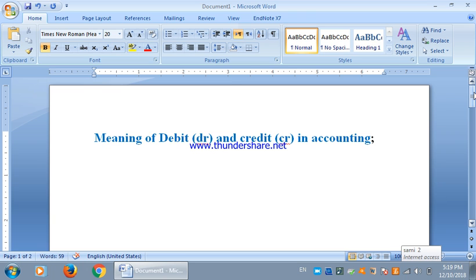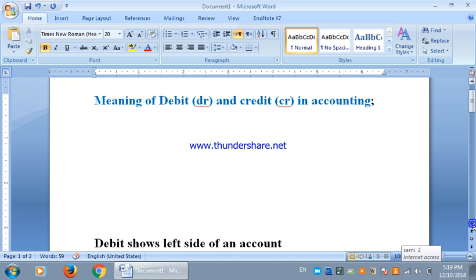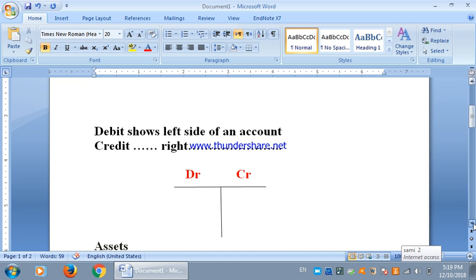Most of the time students guess different meanings of debit and credit in accounting, while there is a simple rule, a simple trick that you need to keep in your mind: in accounting, debit and credit mean nothing. Rather, they show the two sides of an account. That is, the debit shows the left side of an account while the credit shows the right side of an account. So you need not worry about the meanings of debit and credit.